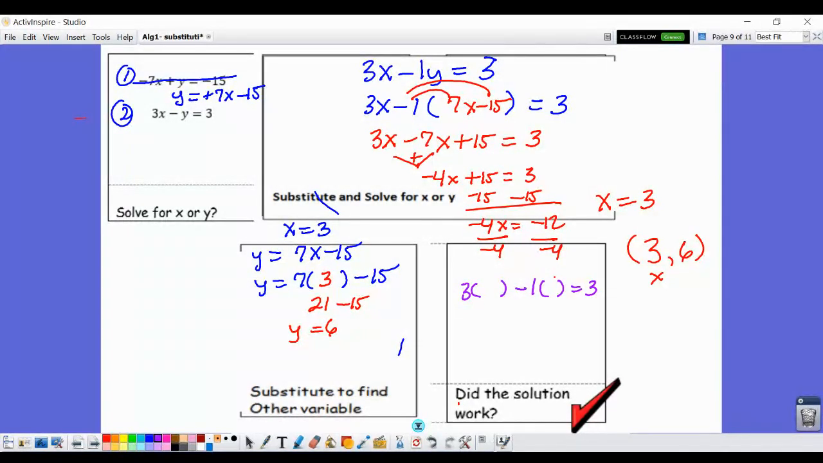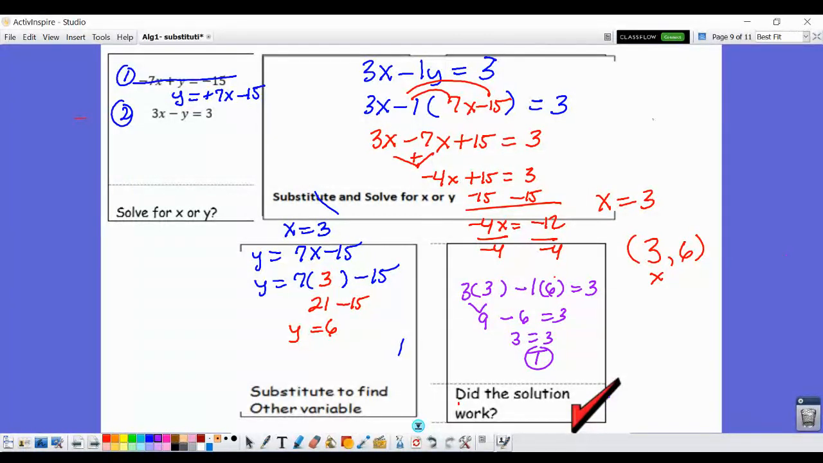Okay, let's do our first check. So I'm picking equation 2. That's my longest equation. I'm going to put in my x, and I'm going to put in my y, and I'm going to evaluate. 3 times 3 is 9. Negative 1 times 6 is negative 6. And 3 equals 3, so I am correct there.